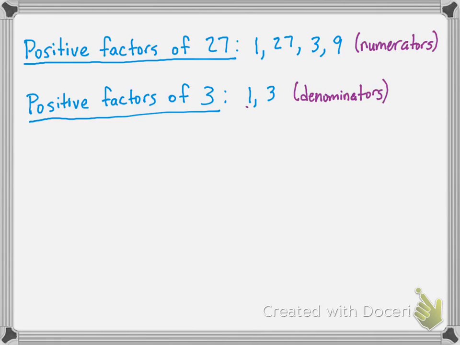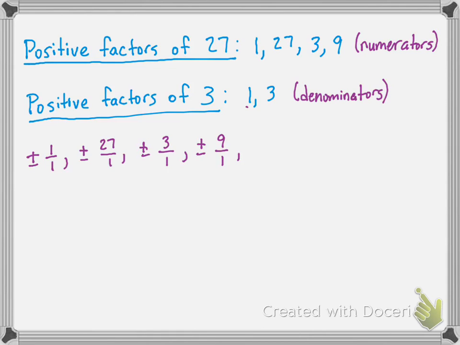All right, we're going to do the positive and negative of each one of these. So I'm going to do positive and negative, and I'm going to put 1, 27, 3, and 9, each one of those over this 1 here. So 1 over 1, positive and negative 27 over 1, positive negative 3 over 1, positive or negative 9 over 1. All right, so I put each one of these factors of 27 over that first factor of 3, which was 1.